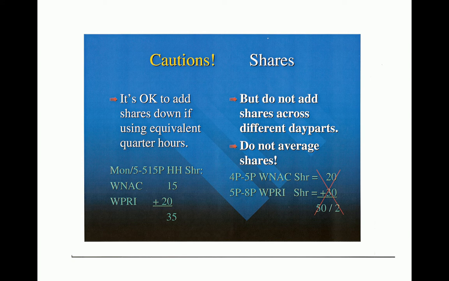If WNAC had a 15 share and WPRI had a 20 share, you can add down to get a 35 share for these two stations during that quarter hour. As noted here, do not add shares across different day parts. It's the same as it was with ratings. You can't go across. Don't average shares either. From 4 to 5, WNAC had a 20, and from 5 to 8, WPRI had a 30. You can't average the shares within the day parts. It's just not going to work. It's inaccurate information. So these are cautions that you should be familiar with.